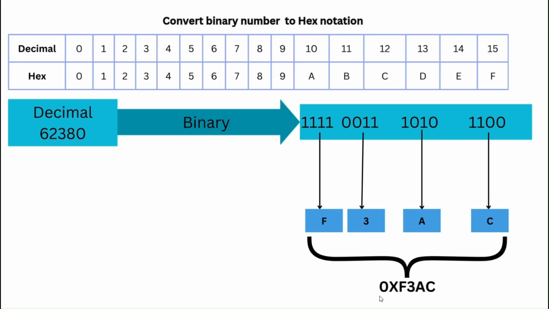See here we got F3AC, and I have appended 0x. Whenever you have a hexadecimal number, you should add 0x to it, because whenever anyone reads 0x, they understand that it is a hexadecimal number, not some string or some text. Like this, any binary number you can easily convert to hexadecimal.